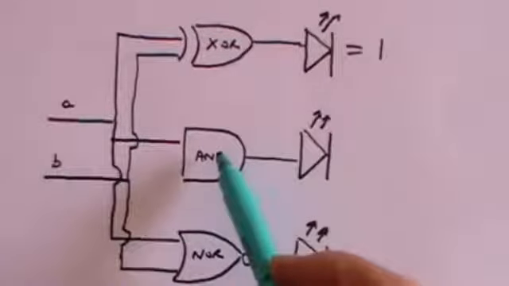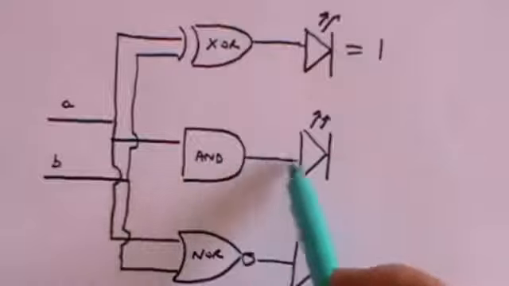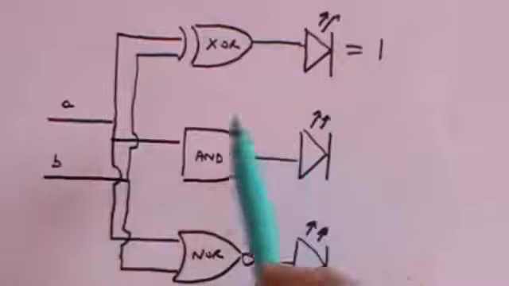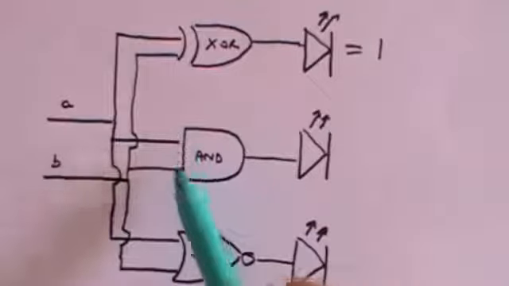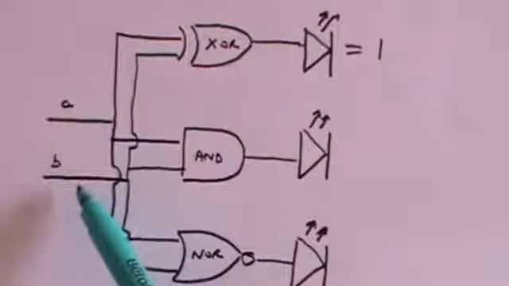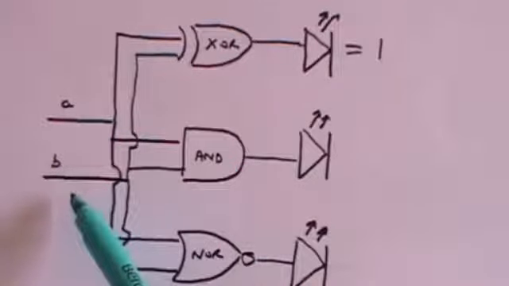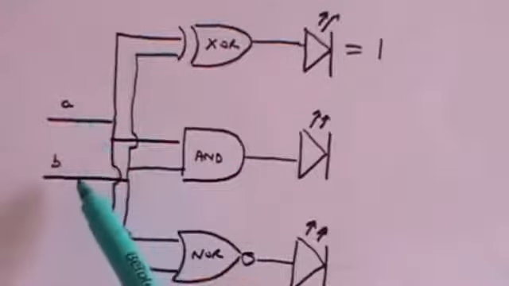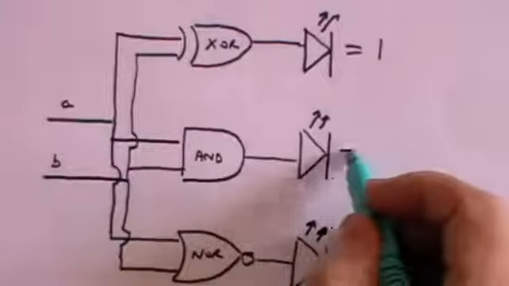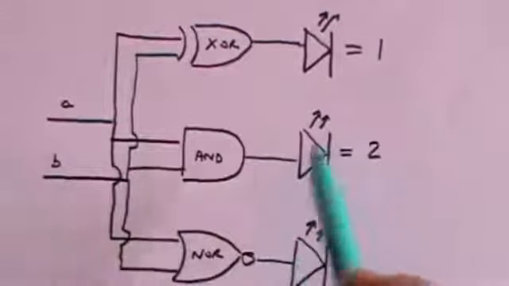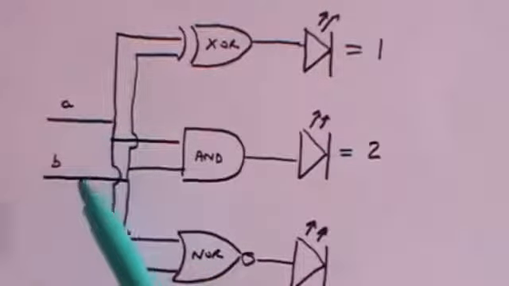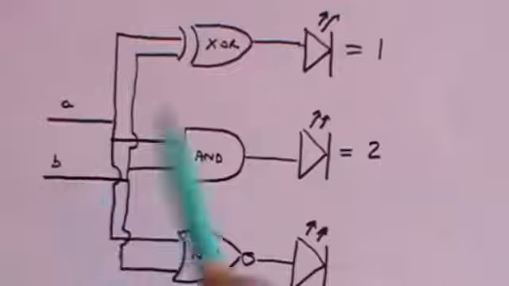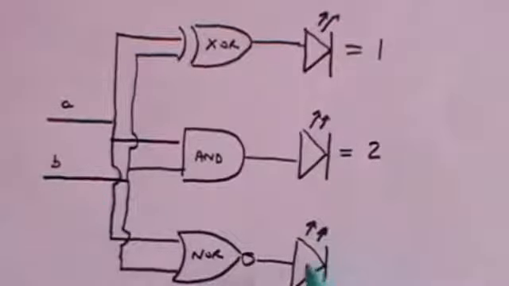What about the AND gate? Well, the AND will only put out a positive voltage if both the inputs are positive. All right, so that means that A and B both have to be positive voltages. So A has to be 1 and B has to be 1. So this is essentially the answer to 2. If this lights up, it must mean that there's a positive voltage on A and a positive voltage on B. And what about NOR?